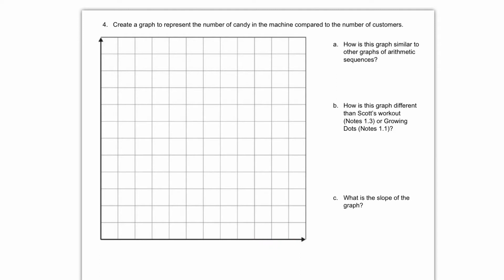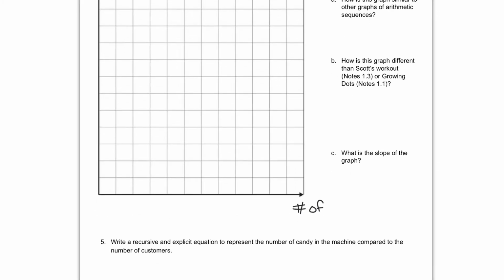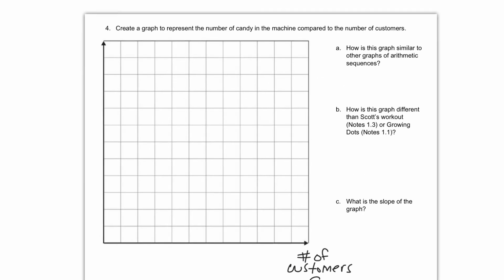So let's label that. This is the number of customers. And we labeled our number of customers as C. And then for our y-axis, our dependent variable, we labeled as the number of pieces of candy. So we had number of candy. And our number of candy, we said this was P of C.